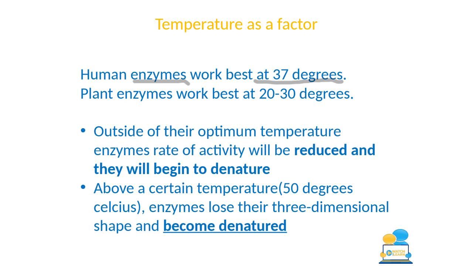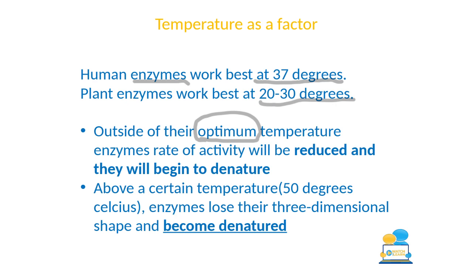outside of this temperature. Plant enzymes work best at 20 to 30 degrees. And again, you will remember this from your enzyme experiments where catalase was used and the optimum temperature is about 25 degrees. So what will happen to enzymes outside of their optimum temperature? And remember what that word optimum means. It means the rate at which an enzyme will work best. So we want them working at their absolute best.